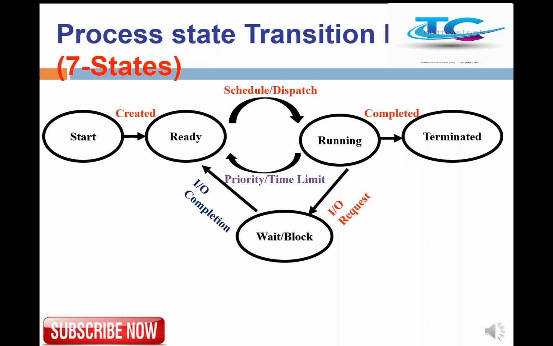Likewise, there are 2 more states, of which one is the suspended ready state. If initially the process is in the ready state but was swapped out of the main memory and placed onto external storage by the scheduler, then the state is known as the suspended ready state. If after a while there is space available in the primary memory, then the process must be brought back from suspended ready to the main ready state.